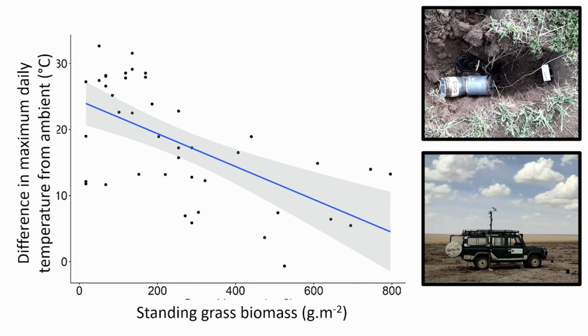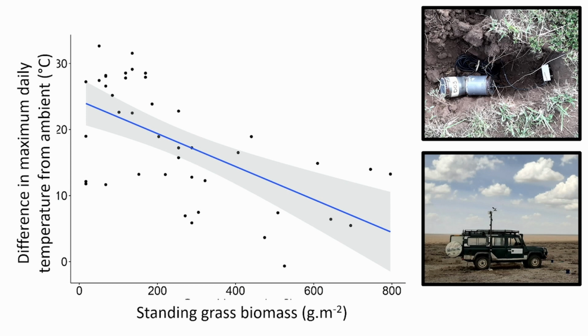Okay, so the first thing we did is we put up these sensors in the ground, which had a little thermocouple measuring temperature at the ground level, and then we had those coupled with weather stations, and we measured grass biomass through this experiment. And what you can see here is on the y-axis, this is the difference in the maximum temperature.